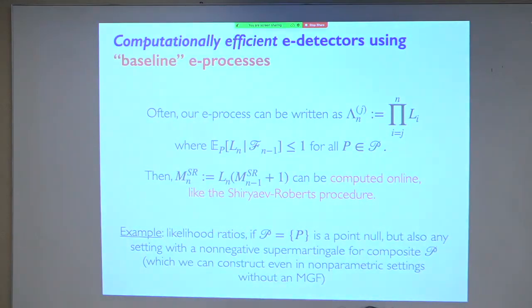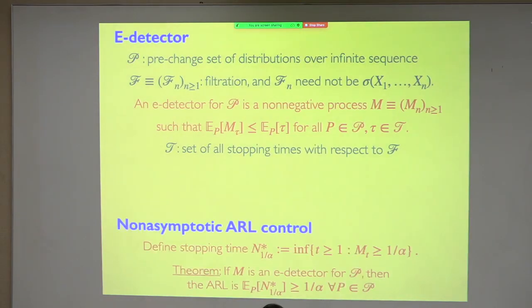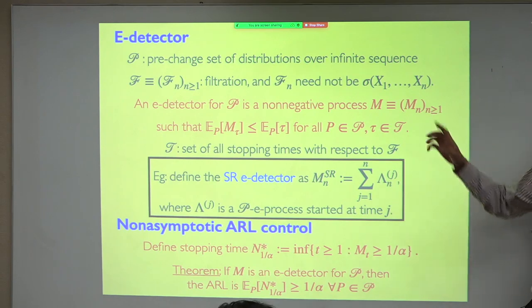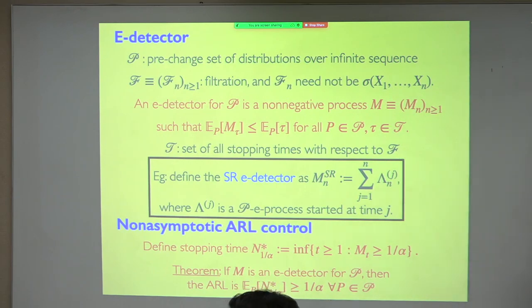Can you also clarify, when you say the pre-change set of distributions over the infinite sequence, are you assuming the data are IID? No, that's the key point again over here. There are two aspects of it. First, it's a set of distributions, meaning the pre-change is not a known distribution, it's some set of distributions. Second, every distribution in that class need not be a product distribution. It could itself be some non-IID distribution over infinite sequences. And I'll give examples of this.